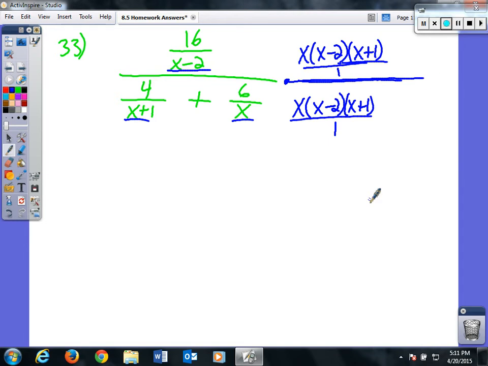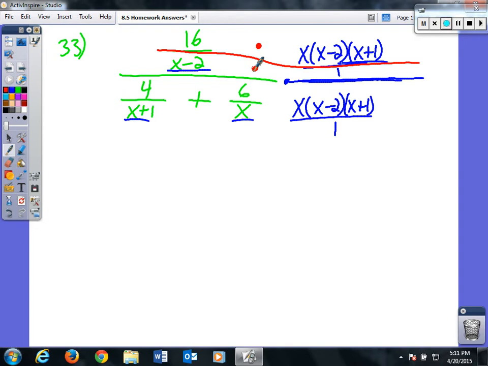All right, on the top, we just have two simple fractions to multiply together, the 16 over x minus 2, and then the x times x minus 2 times x plus 1. So I'm just going to think of this all as one big fraction with the top in a big string of multiplication and the bottom with multiplication as well.